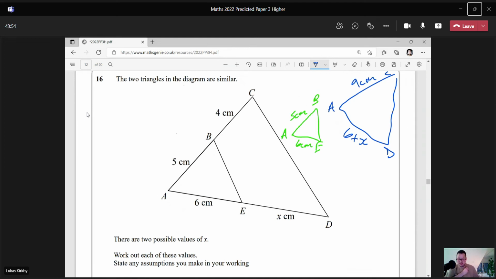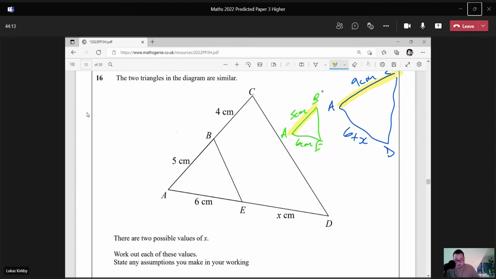Okay, now it says there are two possible values of X. Work out each of these values. Okay, well, there are two possibilities. Now, the obvious one is that you would think that if these are similar, then this would match up to this. So let's firstly do that then. So the first thing we're saying is, I'll just zoom out a little bit.